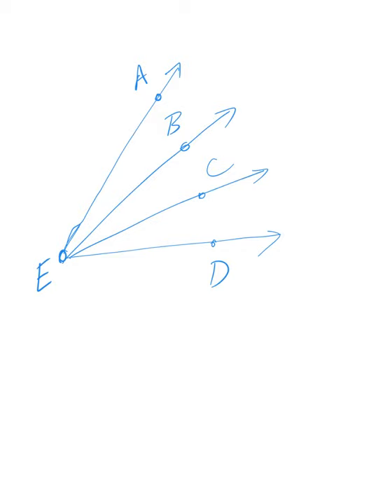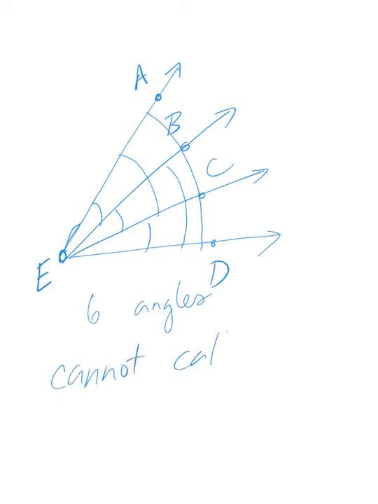So you said EAB, right? So you see that one? That's 3, right? Then you have 4, then you have 5, and then you have 6. So you actually have 6 angles, just all the ways they can connect. So since you have 6 angles, you cannot call this angle E. You cannot do that.